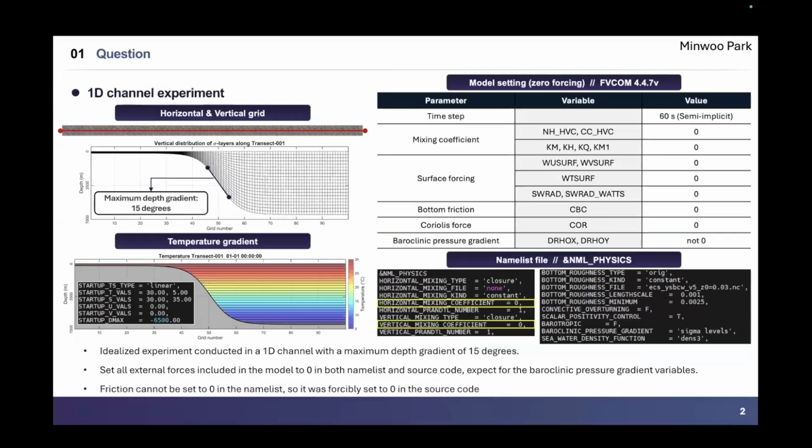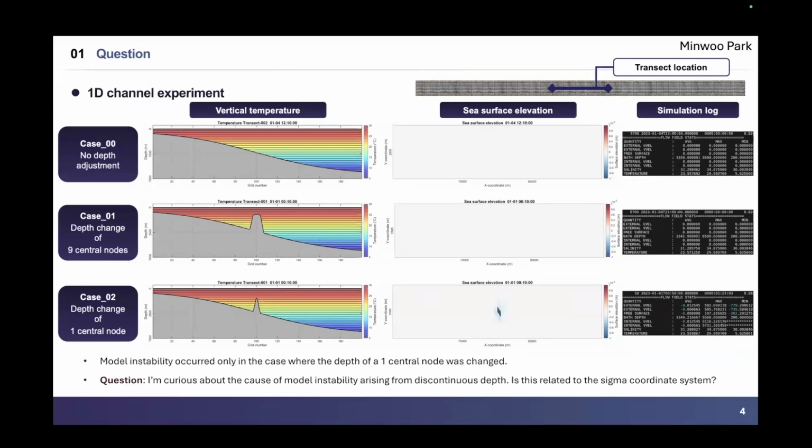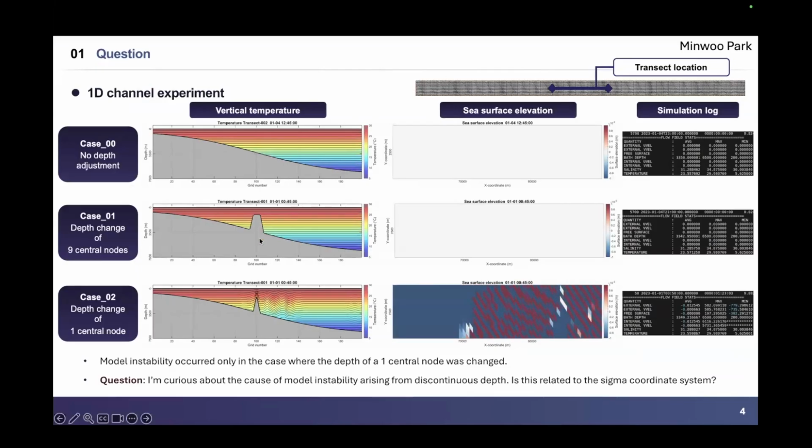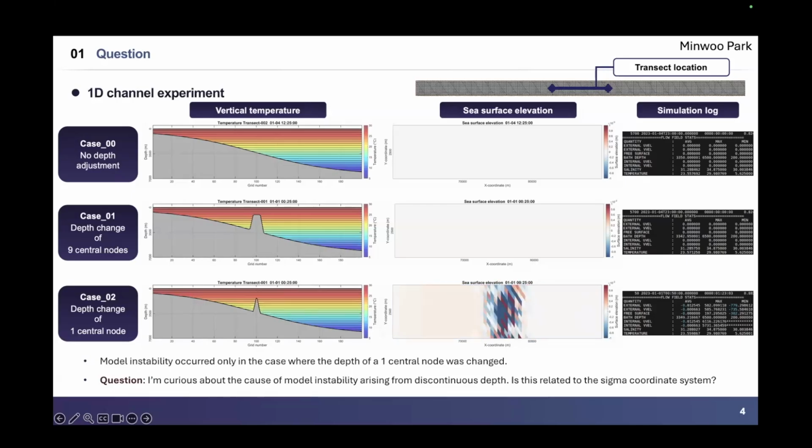For the first one, I think I can address the question. So go back to your three cases. Your case one, no depth adjustment. What does it mean, no depth adjustment? In case one you see the depth changes. I don't understand what the depth adjustment is. What does it mean for you?